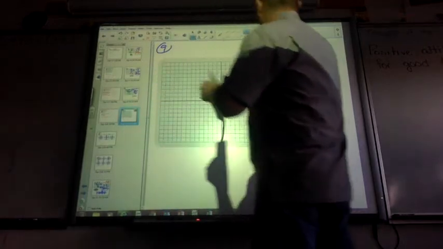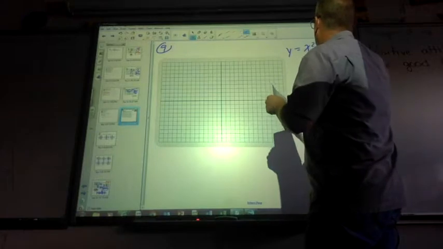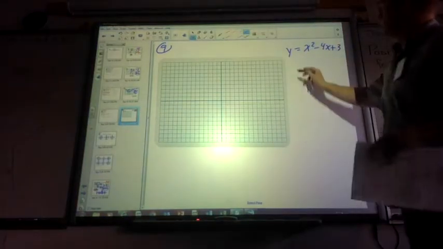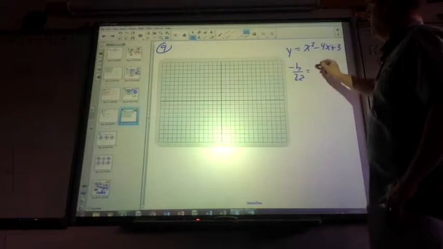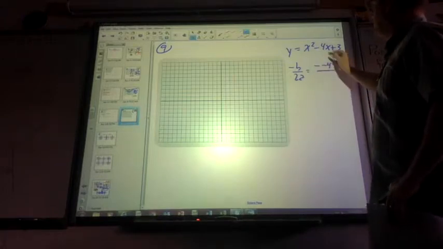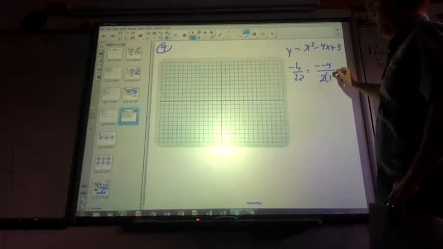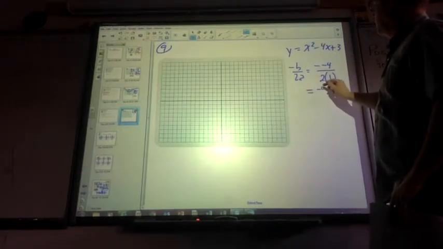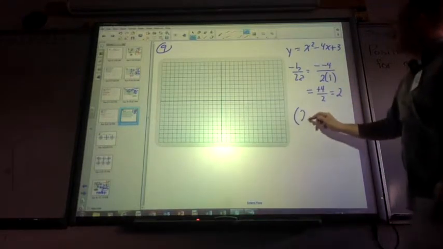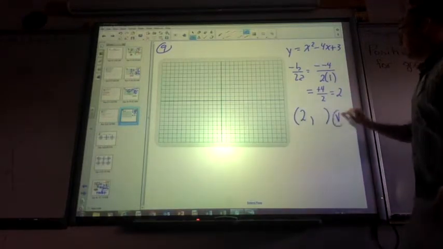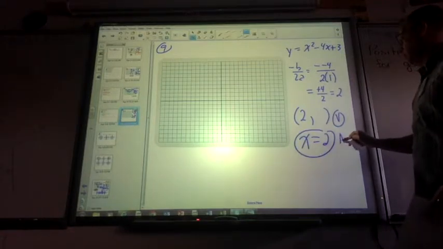All right. y equals x squared minus 4x plus 3. So I have to use negative b over 2a. I get negative negative 4 because my b value is negative 4, over 2 times a, and my a value is 1. So I get positive 4 over 2, which comes out to 2. So 2 comma something is my vertex, and x equals 2 is my axis of symmetry.